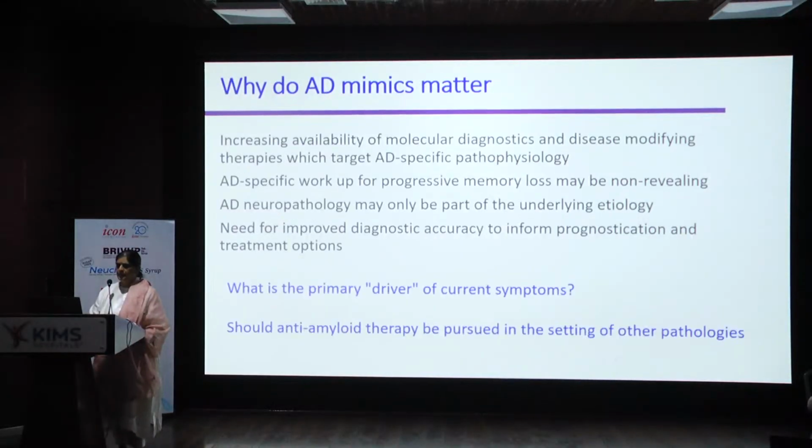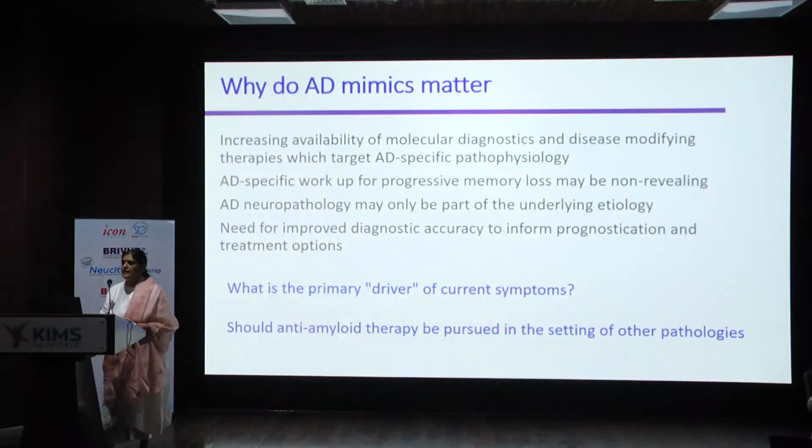Right. So what we do in the clinic is, the patient has some clinical symptoms. You want to see what is driving those clinical symptoms. What is the primary pathology? Is it Alzheimer's? So rather than saying, is this Alzheimer's disease, we should ask ourselves, is the Alzheimer's disease pathology driving the clinical symptoms? And there could be other pathologies.